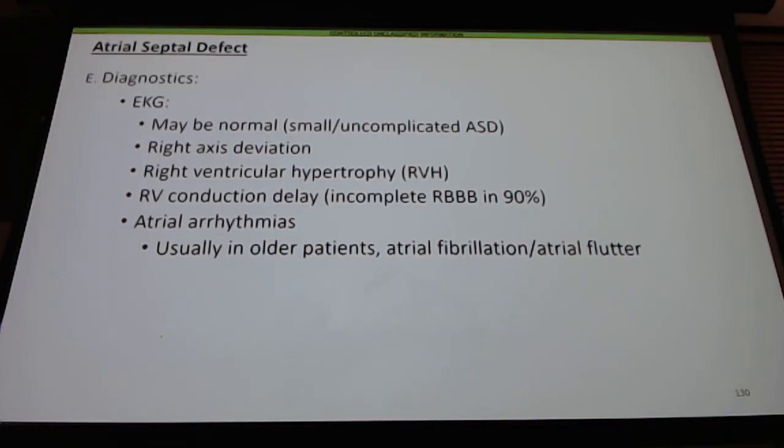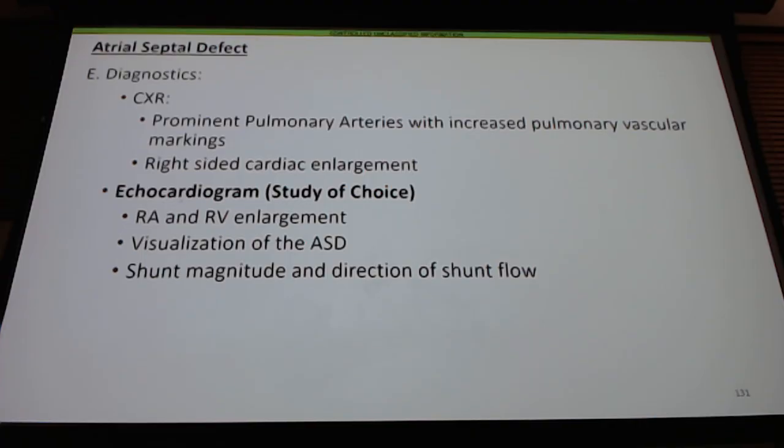Your EKG may be normal, but especially if this is chronic, you may see some changes on the EKG suggesting hypertrophy or atrial enlargement because that right side is having to deal with higher pressures, higher volumes. It's going to compensate for that. Echo is going to be your test of choice because you're going to be able to see it. You're going to be able to measure that flow between the left and the right. So echo is your test of choice for this condition.